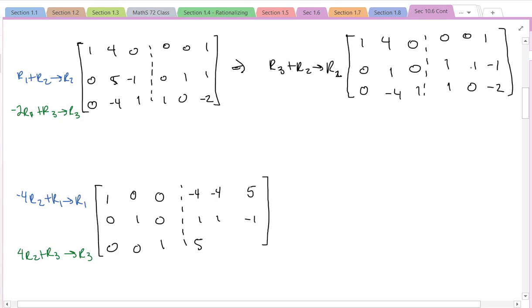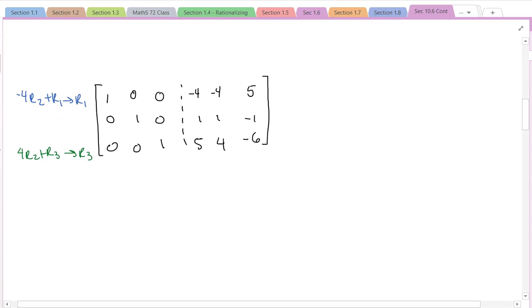I multiply by a +4. 4 plus 0 is 4. Multiply by a +4, so I get -4 minus 2 is -6. And notice that we got the identity matrix already here. We have 1s in the places where we need it around the main diagonal and 0s everywhere else. So this is the identity matrix 3 by 3, and that means that this must be A inverse.